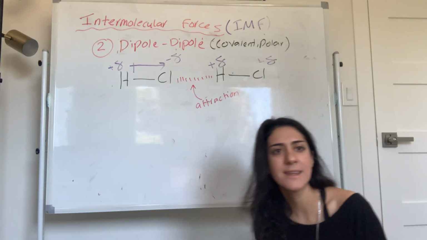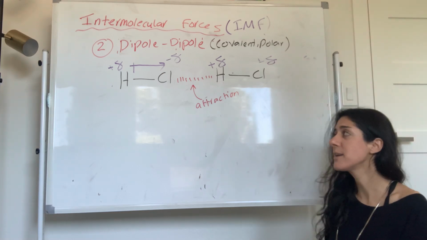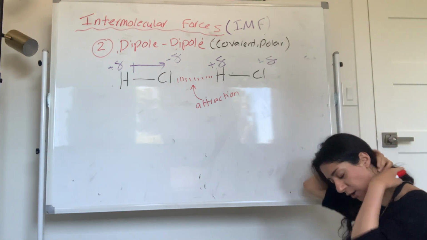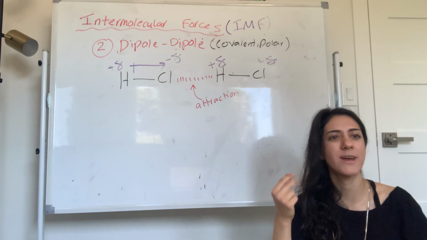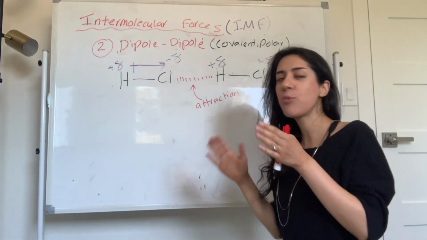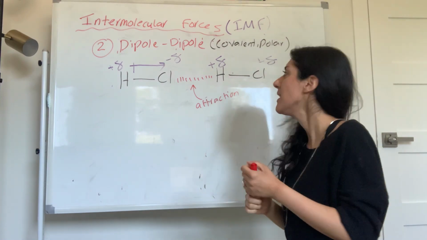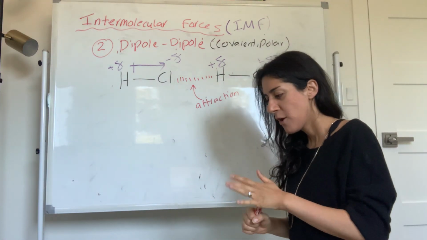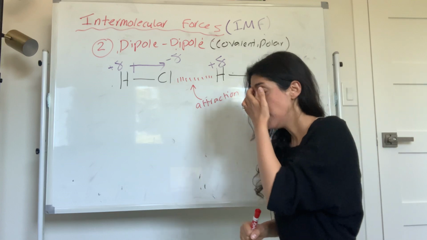Now, why isn't this one as strong as ionic interaction? You probably know that because when we had an ionic interaction, it was a full plus minus charges, right? It was a full plus minus charges versus here, now we have partial negative and partial positive attraction going on. Are we good so far? Okay.